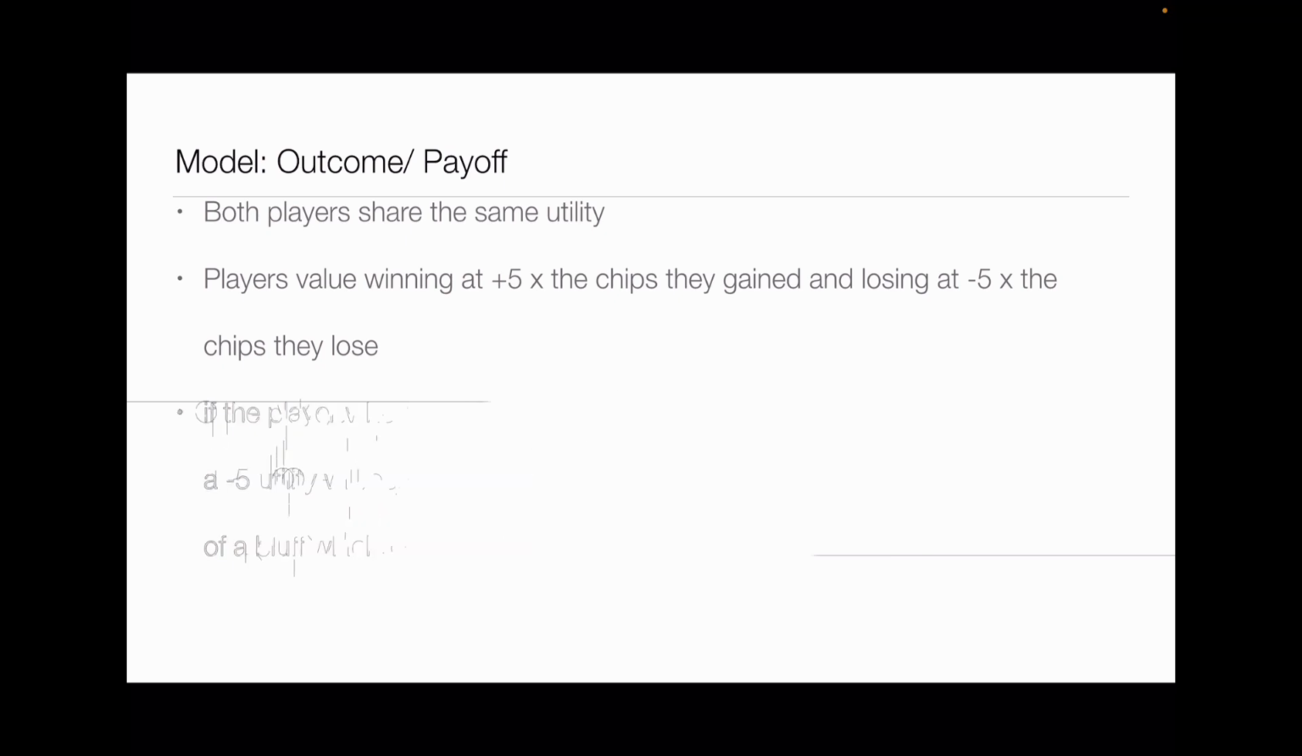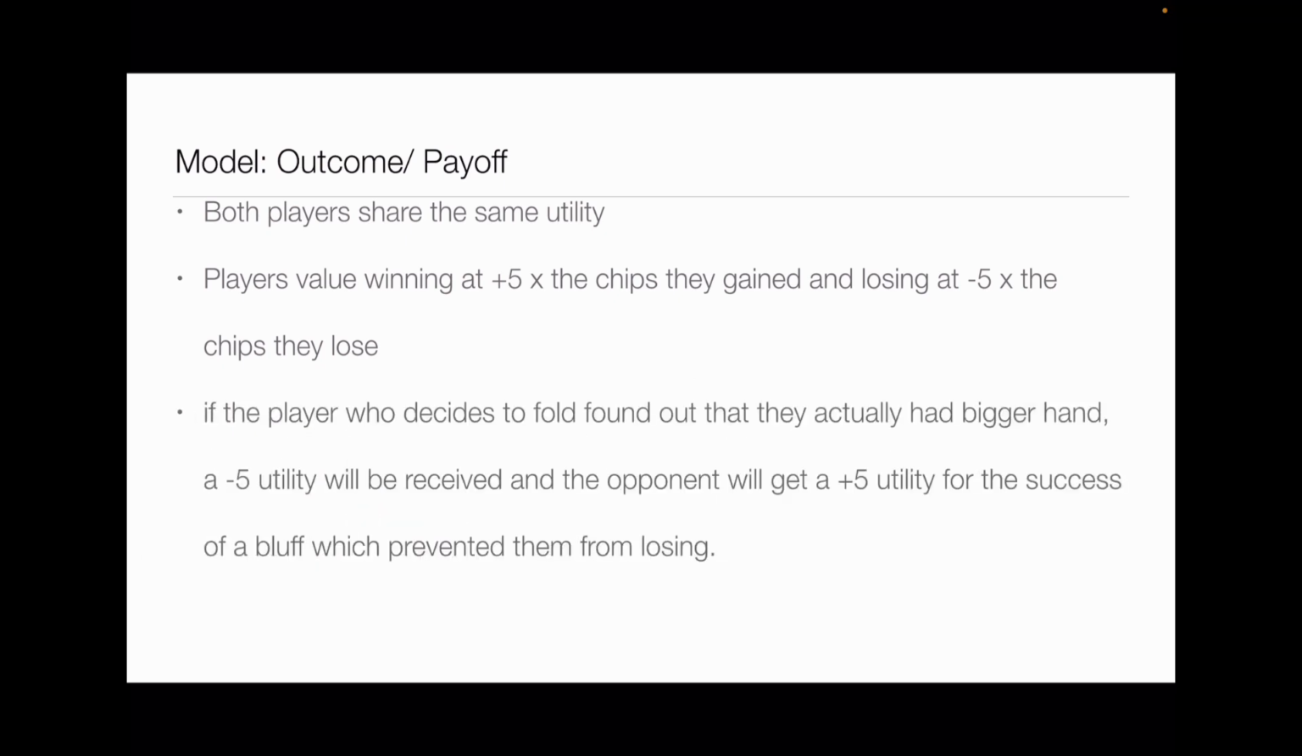Additionally, if one player decides to fold, and after he shows his cards the dealer finds out that he actually had the bigger hand, a negative 5 utility will be added to him, while his opponent will be rewarded a 5 utility for successful bluffing.